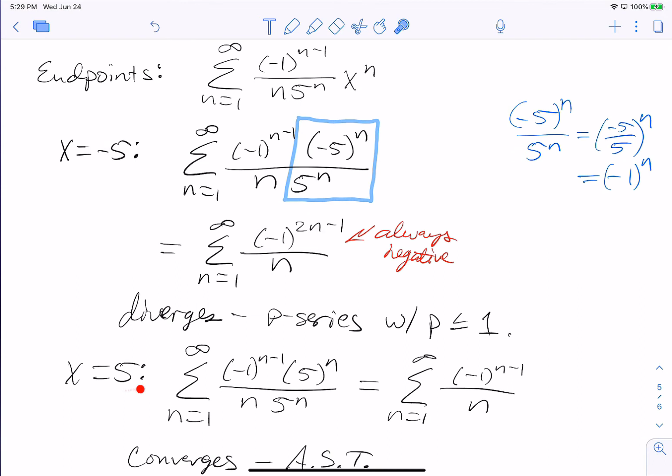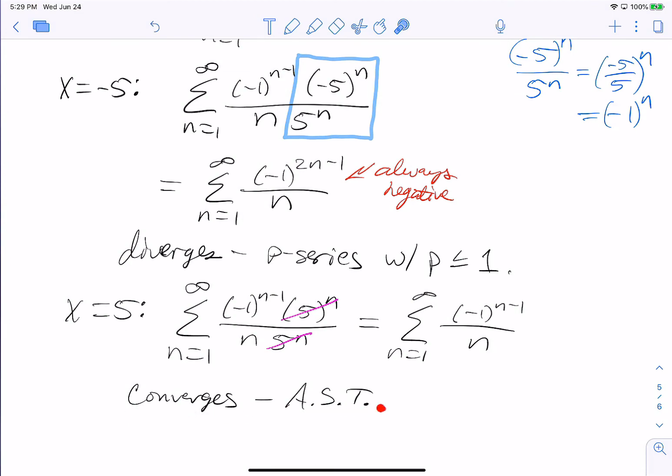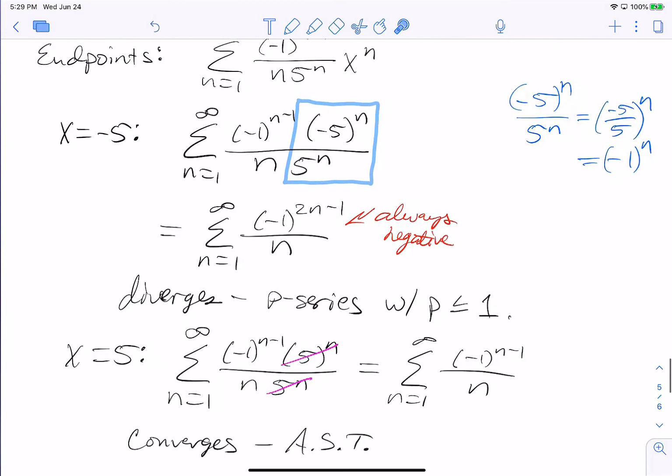Letting x equal 5, that's a weird way to put it. Like, how would you prevent x from being 5? Anyway, letting x equal 5, we have the sum as n goes from 1 to infinity of negative 1 to the n minus 1 times 5 to the n over n times 5 to the n. Those 5 to the n's are just going to divide straight out. And we're left with the sum as n goes from 1 to infinity of negative 1 to the n minus 1 over n. That is the alternating harmonic series. You'll find that converges by the alternating series test.